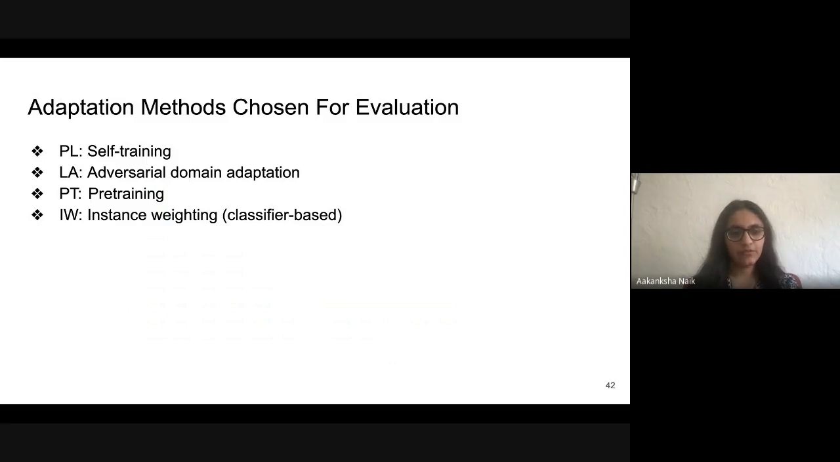So we look at the remaining four categories of methods that we have, which includes pseudo-labeling, loss augmentation, pre-training, and instance weighting. Under pseudo-labeling, we are looking at the self-training paradigm, which I'll explain in more detail on the next slide. Under loss augmentation, we are looking at adversarial domain adaptation, which I've already covered before. Under pre-training, we are looking at continual pre-training, kind of similar to the Don't Stop Pre-training paper. And under instance weighting, we are looking at classifier-based instance weighting here, and I'll cover what that means and why we decided to make this choice.